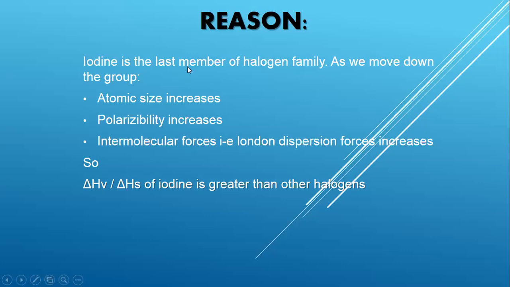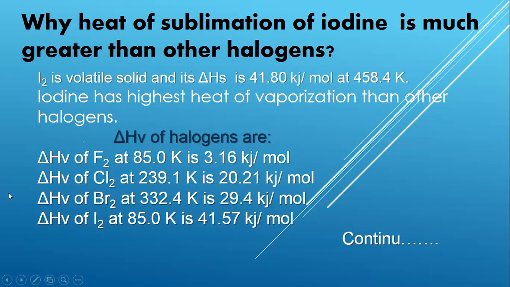Actually, iodine is the last member of the halogen family. As we move down the group, atomic size definitely increases. That increases the polarizability. Because of polarizability, intermolecular forces, that is London dispersion forces among iodine molecules, become more and more strong. As these London dispersion forces increase, iodine has a greater ΔHvap value than fluorine, chlorine, and bromine.